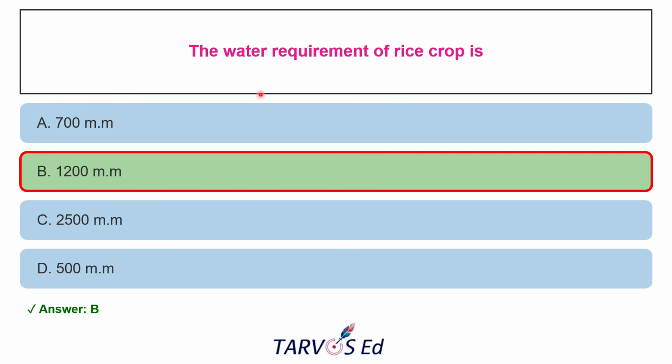And the next question is, what is the water requirement of rice crop? Options are 700, 1200, 2500, 500 mm. So the correct answer is 1200 mm. This is the most common textbook value.